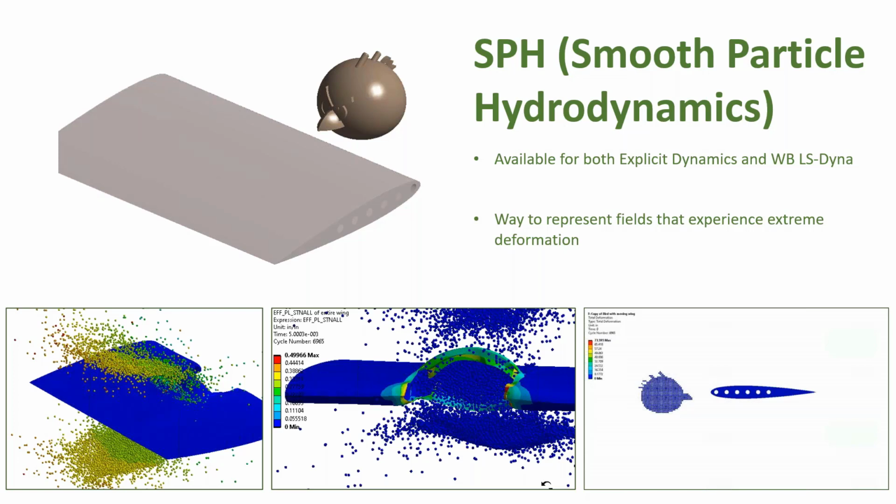Now, one of the more interesting areas of simulation, a capability that's been added in the last couple of years to both LS-DYNA and explicit dynamics, is the incorporation of smooth particle hydrodynamics. These particles are really great for simulating anything non-ductile that's going to experience some extreme deformation. This is actually from a demonstration that Ansys has put together for a bird strike on an airfoil.